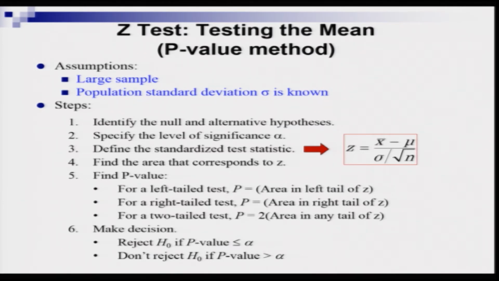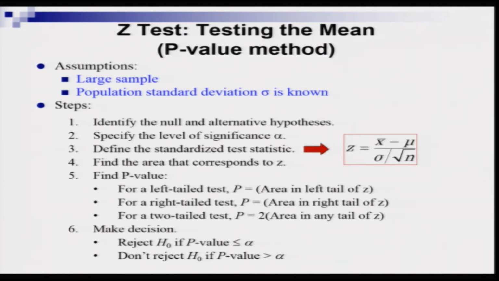And in the last step, step number 6, you have to draw some conclusion, you have to make a decision. We are going to reject our null hypothesis if the p value is less than or equal to the level of significance alpha that we have chosen in step 2, and we will not reject null hypothesis if p value is greater than the alpha, the level of significance.